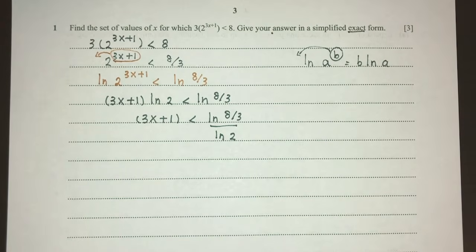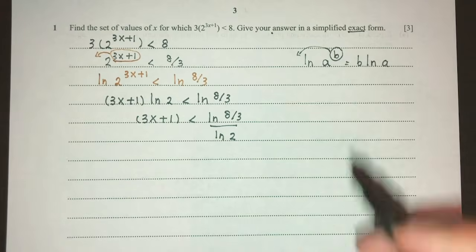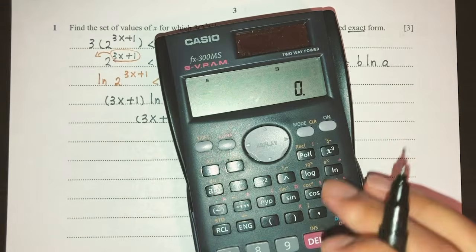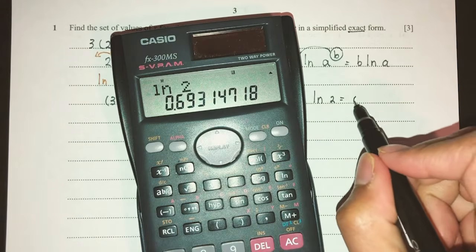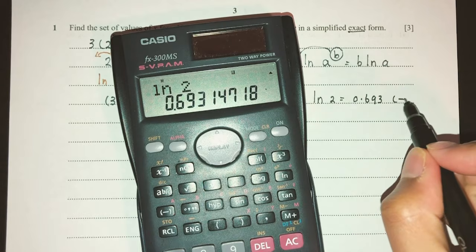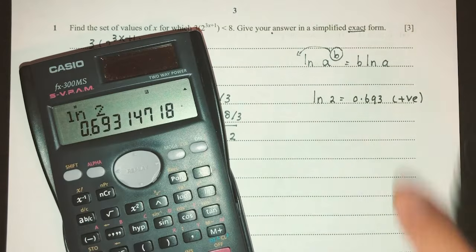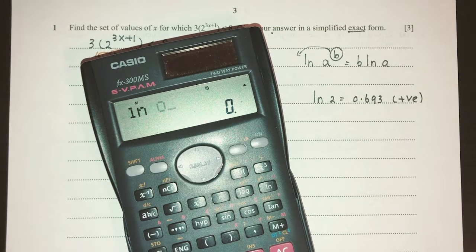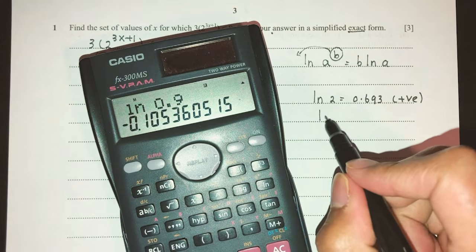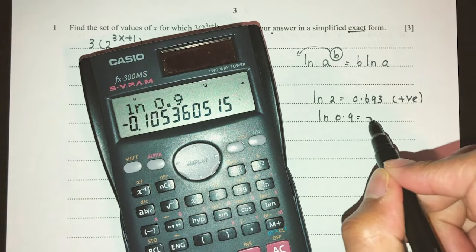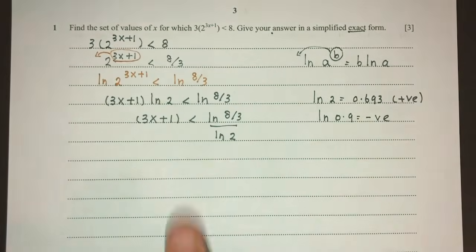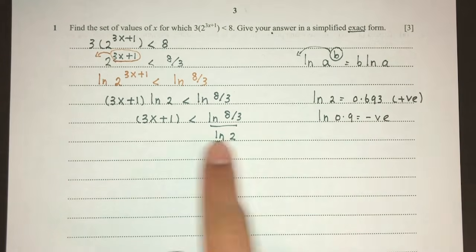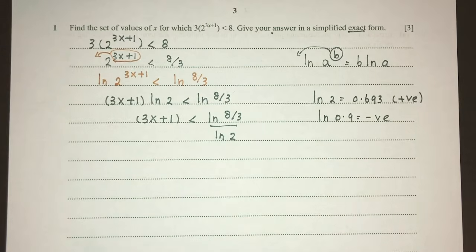So one advice here is that when you divide by ln values, always make sure that ln of 2 is what? Let's check. Ln of 2 is 0.693. It is a positive value. The reason why I want you to check those values is because sometimes, let's say for ln of 0.9, it is actually a negative value. So when you divide by a negative for those inequalities, the sign will change, but this is just to check.